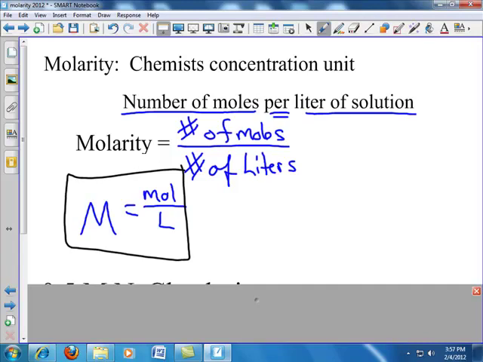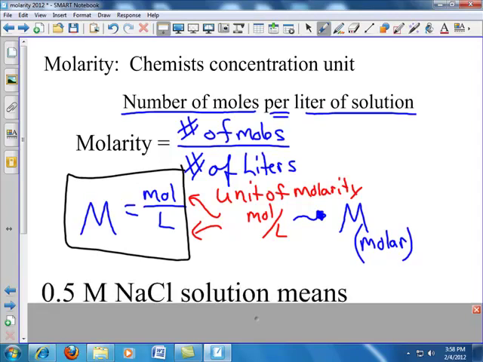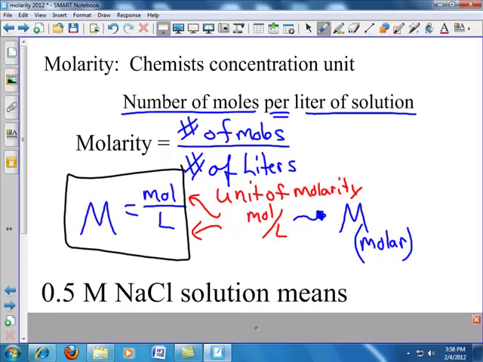Okay? Now, with this, one of the things we have to look at is the unit of molarity. Okay? And if I take a mole divided by a liter, my unit is moles per liter. Okay? But what chemists do is they change that unit to a capital M. And that is said molar. Okay? So the way that would be, it would be something like this. I could have a 0.5 M NaCl solution.